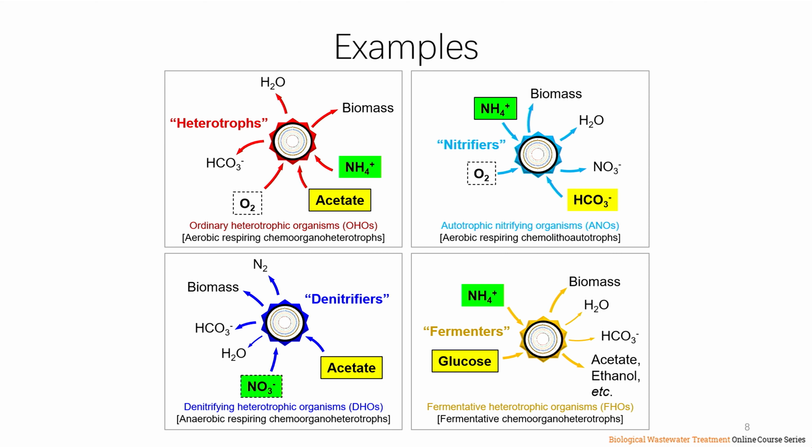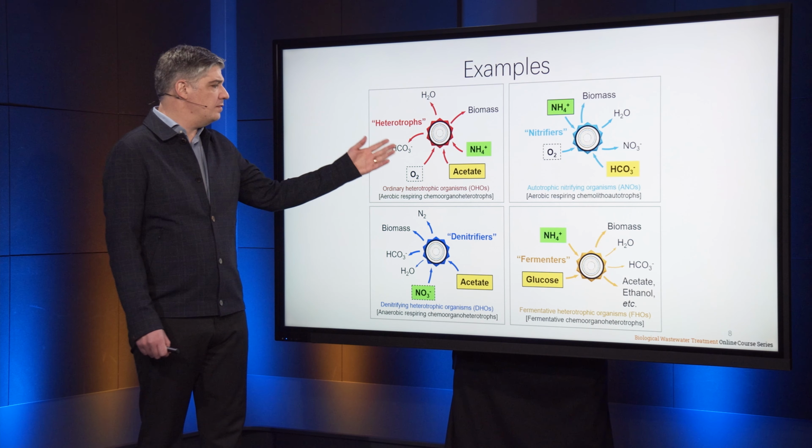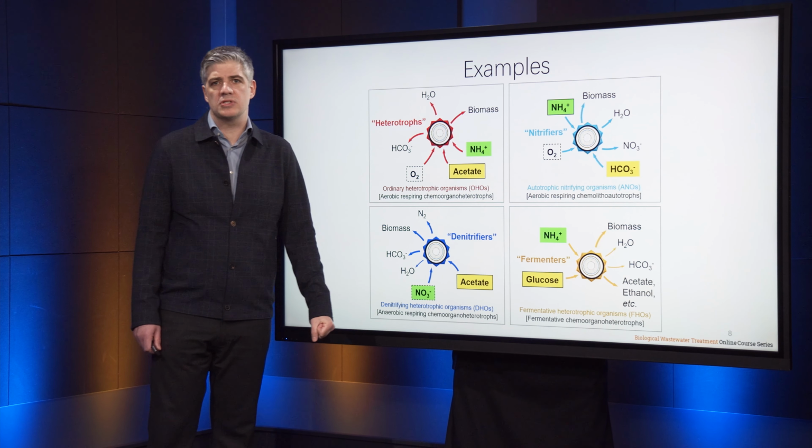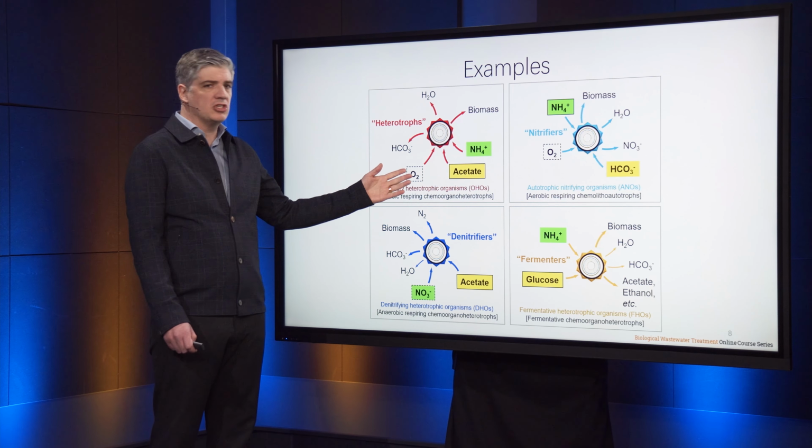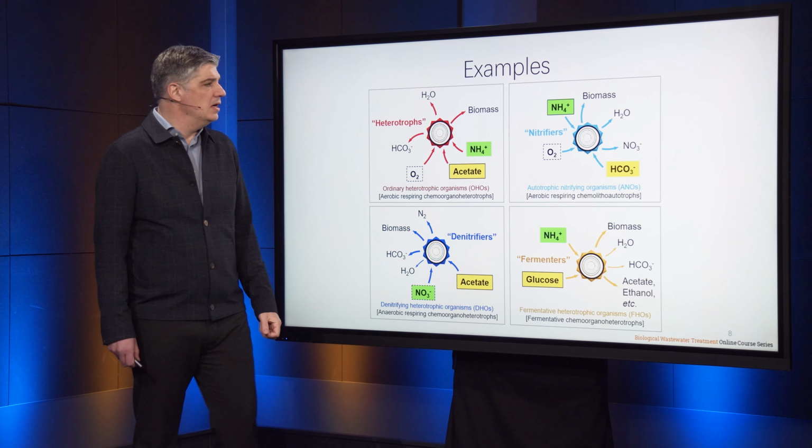These are metabolic examples that I sketched for heterotrophs in red, nitrifiers in light blue, here resembling a COMAMOX metabolism from ammonium to nitrate, denitrifiers, and fermenters. Heterotrophs use acetate as carbon source and electron donor, ammonium as nitrogen source, and oxygen as electron acceptor.